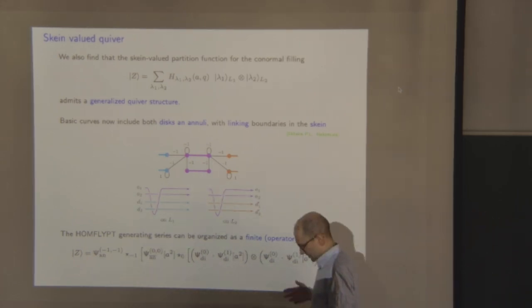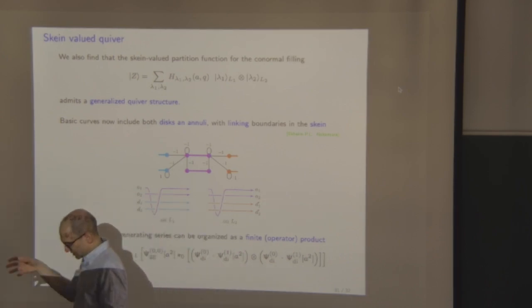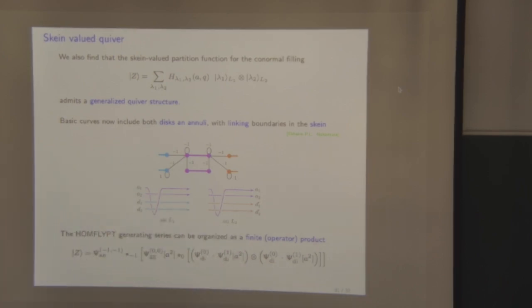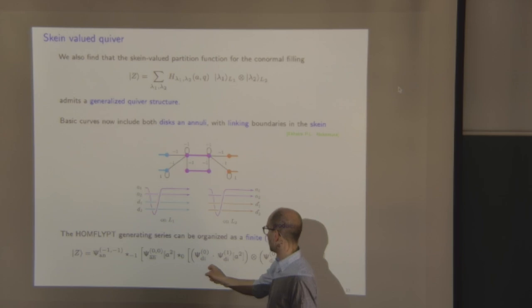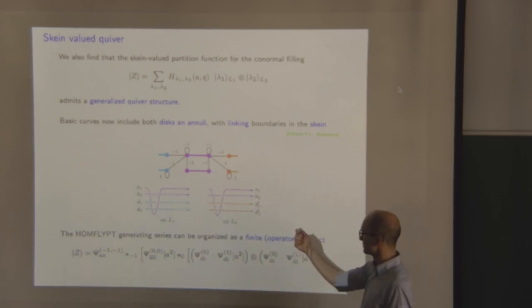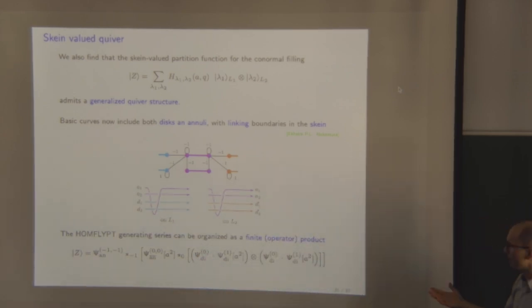Now, the point is that these curves have boundaries in the skein of the solid torus that give rise to some line operators that are elements of the skein. So there's an algebra on the skein module itself that you can use to make sense of products of these operators. Here these psi's are the generalization to the skein of the Pochhammer.